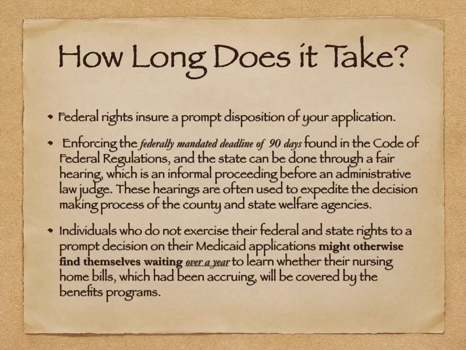Well, how long does it take? Well, the federal rights ensure a prompt disposition of your application. Enforcing the federally mandated deadline of 90 days found in the Code of Federal Regulations and the state can be done through a fair hearing, which is an informal proceeding before an administrative law judge. These hearings are often used to expedite the decision-making process of the county and state welfare agencies. Individuals who do not exercise their federal and state rights to a prompt decision on their Medicaid applications might otherwise find themselves waiting for over a year to learn whether their nursing home bills, which have been accruing, will be covered by the benefits program.